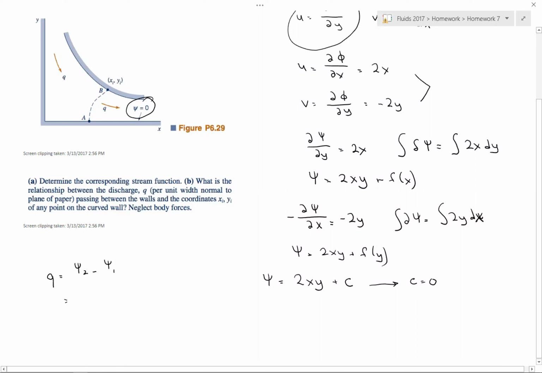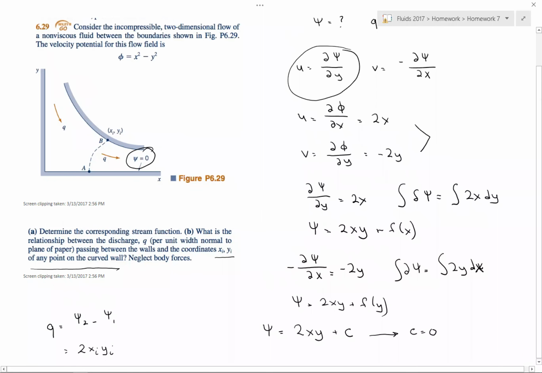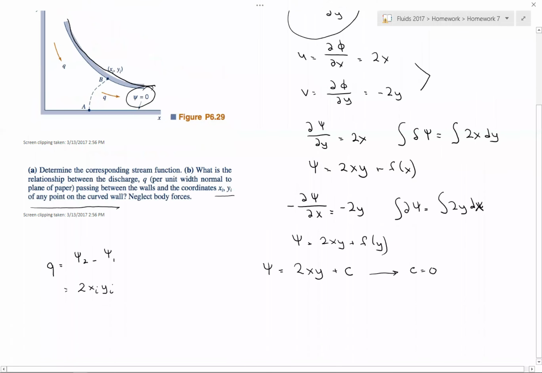2xy. But we have to be very careful because what it says is the coordinates x sub i and y sub i. So this is equal to 2 x sub i y sub i. And this makes it so that it is any point on the curved wall. So what we're really looking for is any one of these points here. Minus 0 or just 2 xi yi. Okay?